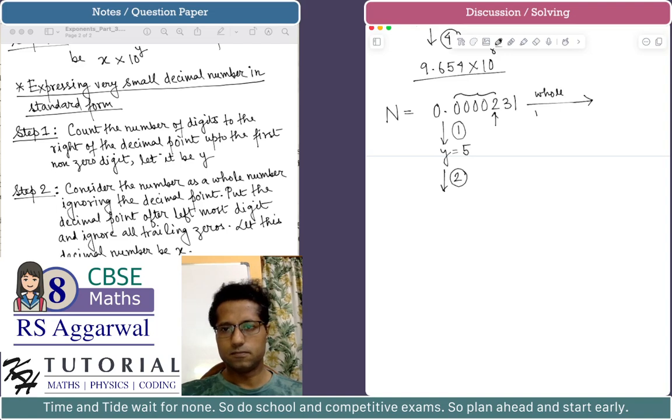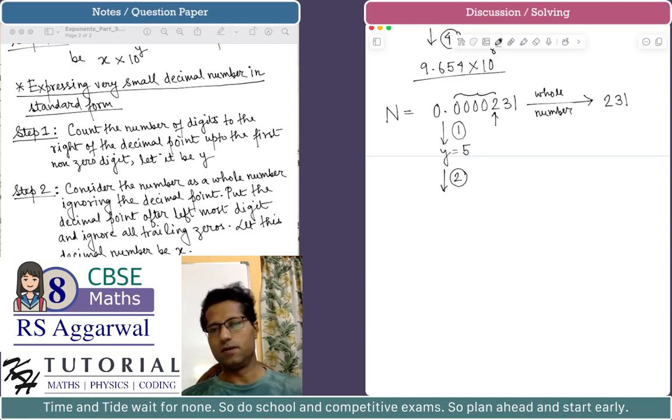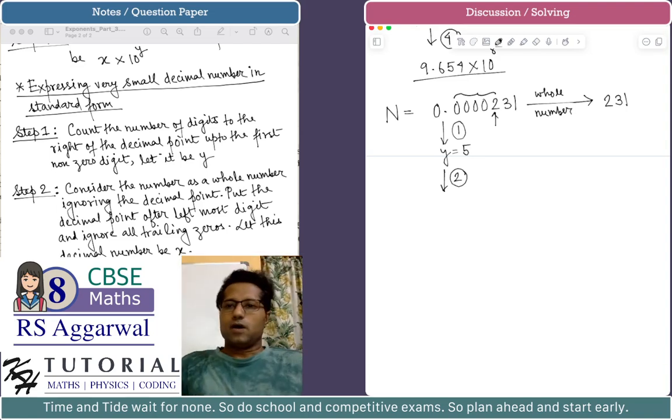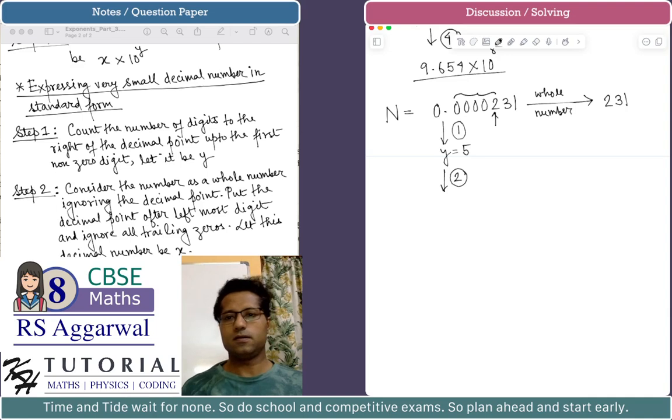Whole number, just ignoring the decimal point, and so it becomes 2, 3, 1. Because in a whole number, any zeros to the extreme left do not matter, they are meaningless. Okay, so I have this whole number 231.